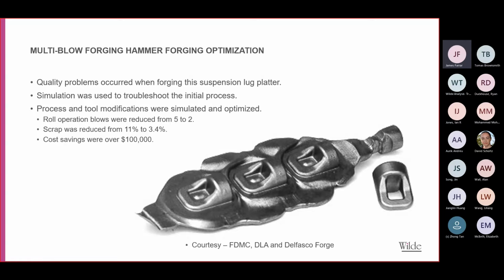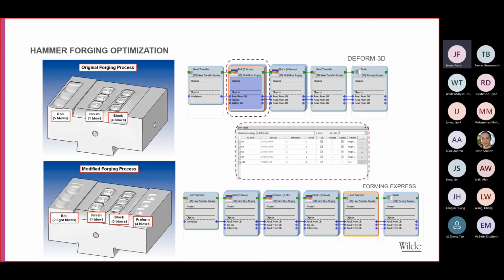Here's a typical example of multi-blow forging, a handheld operation where, in this case, a high level of scrap, 11%, was managed to get down to about 3.4% with cost savings of over $100,000 on the process. So the original process here on the top left was a 3-die operation, or 3-cavity operation. So the first one was a roll with 5 blows, followed by a blocker with 4 blows, and then a finisher on 1 blow.